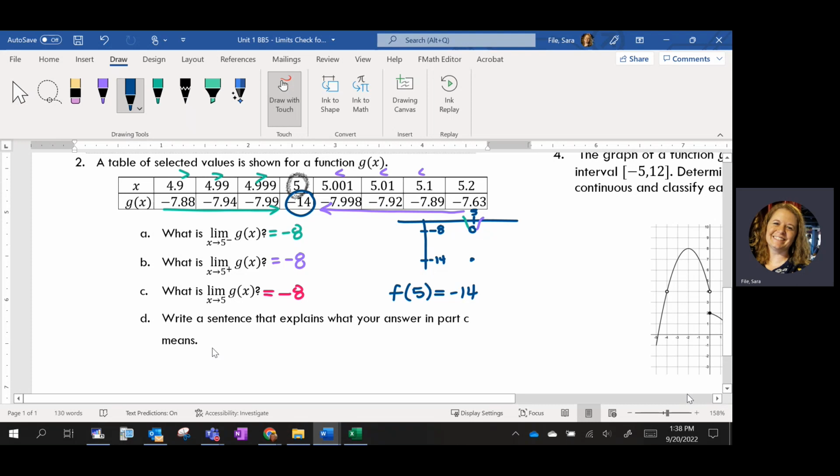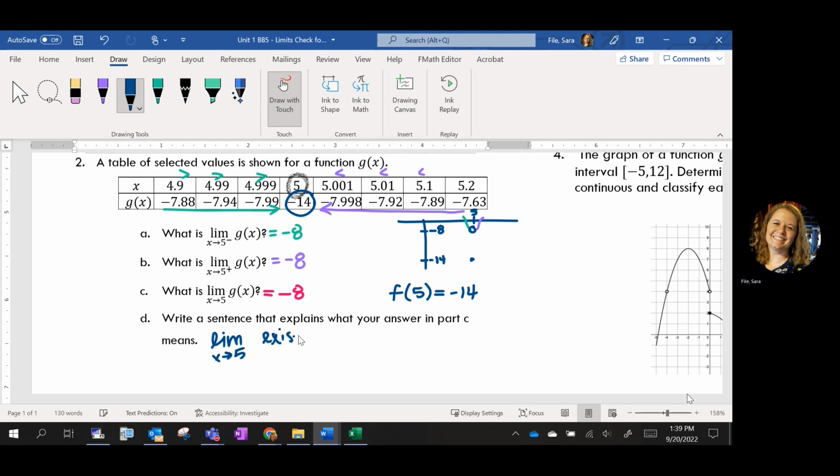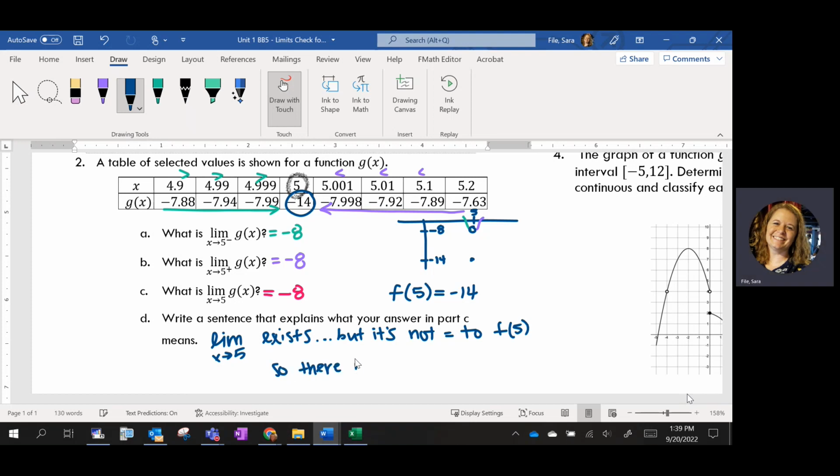So this means that the limit exists. So the limit as X approaches 5 exists, okay? But I'm going to add what we just talked about. So the limit exists, but it's not equal to f of 5. So there is a removable discontinuity.